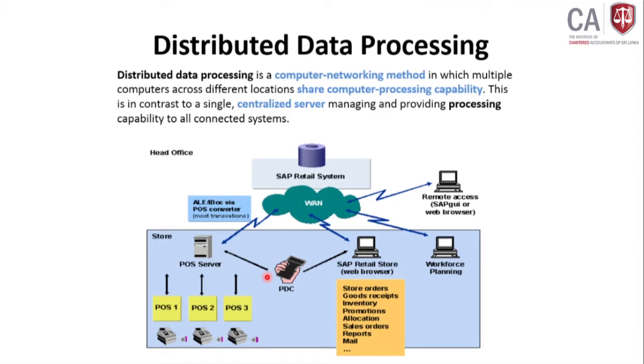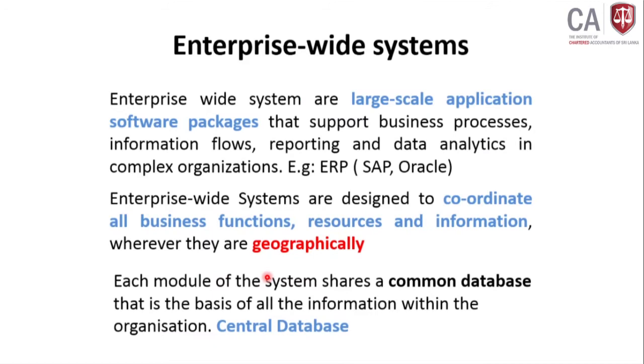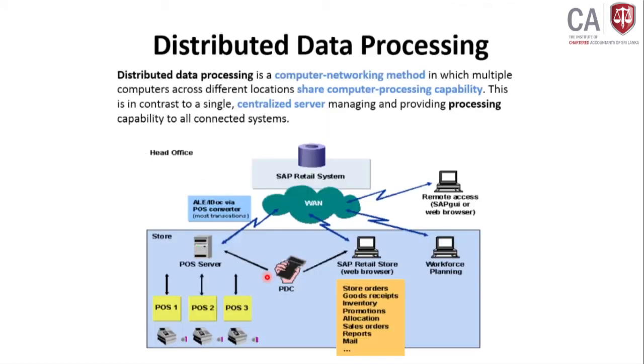Distributed data processing. Data is distributed. So this enterprise system is also using distributed data processing. Distributed data processing is a computer network method in which multiple computers across different locations share computer processing capability.